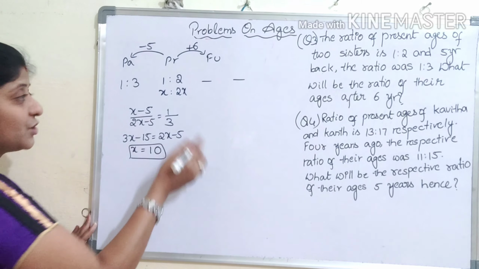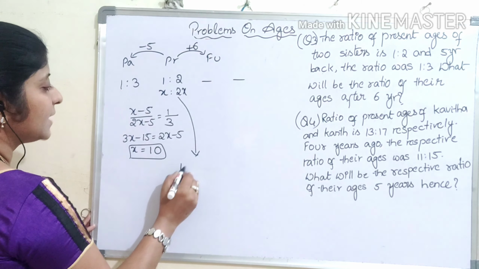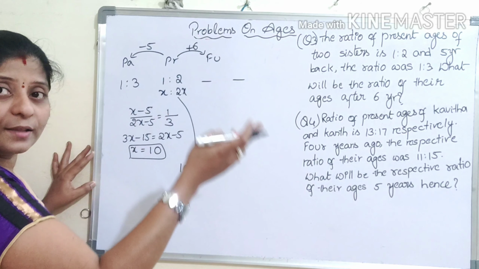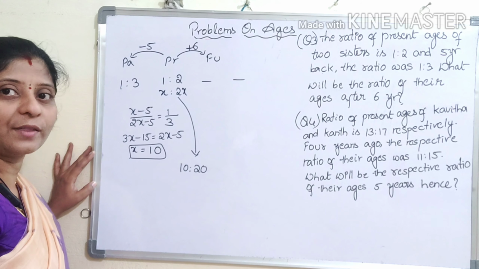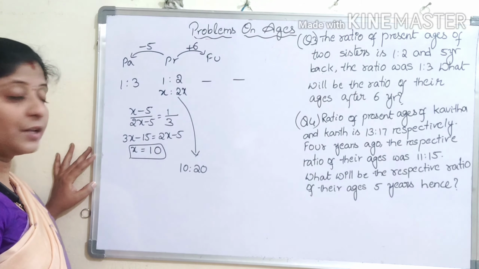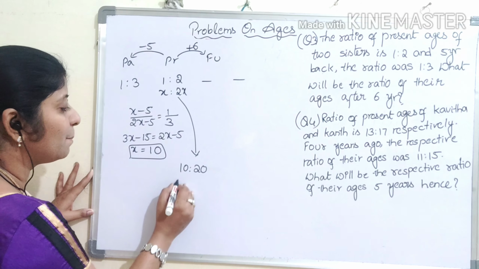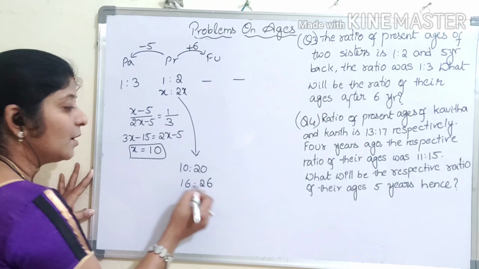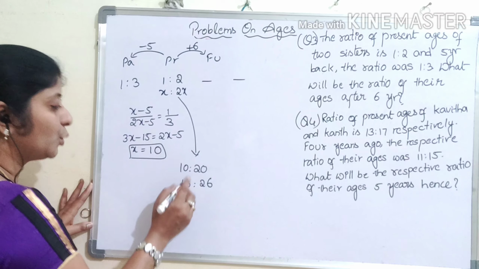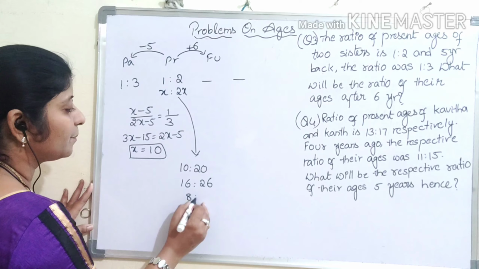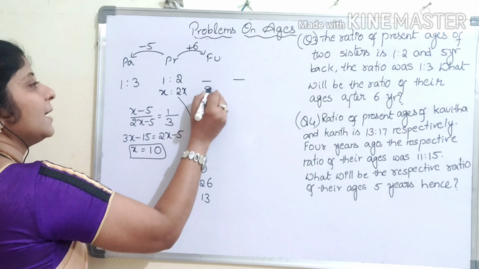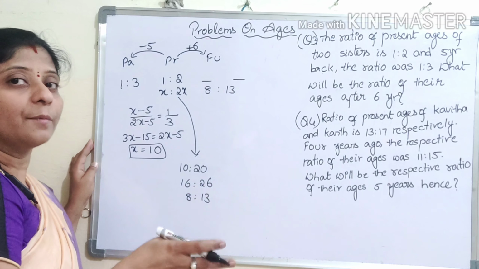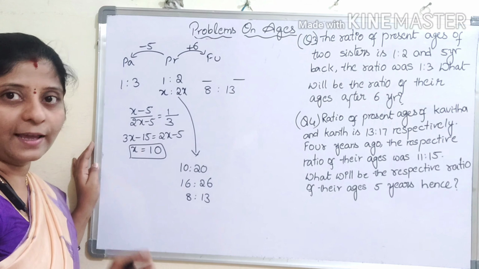So the present ages will be 10:20. But we have to find the ages after 6 years, in the future. So 10 plus 6 gives 16, 20 plus 6 gives 26. So the ratio of these two ages is 8:13. That means 8:13 is the ratio of the sisters' ages in the future.